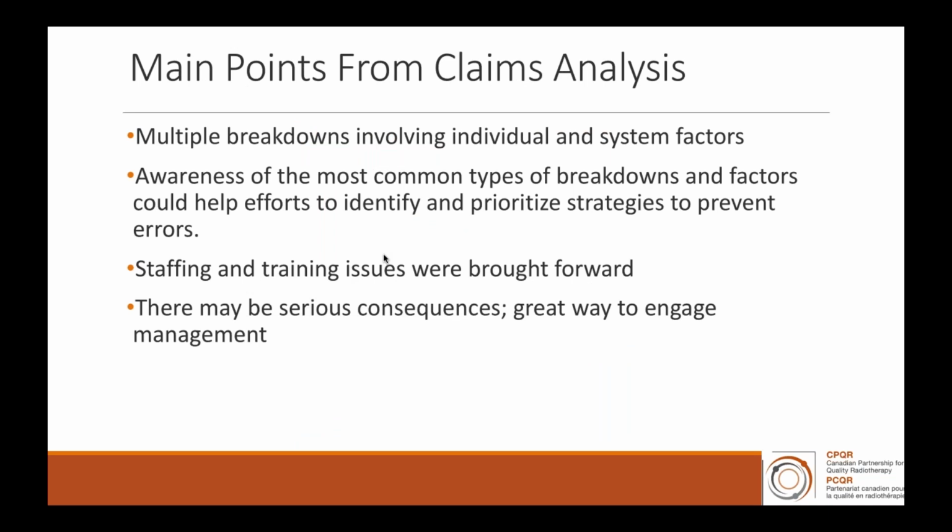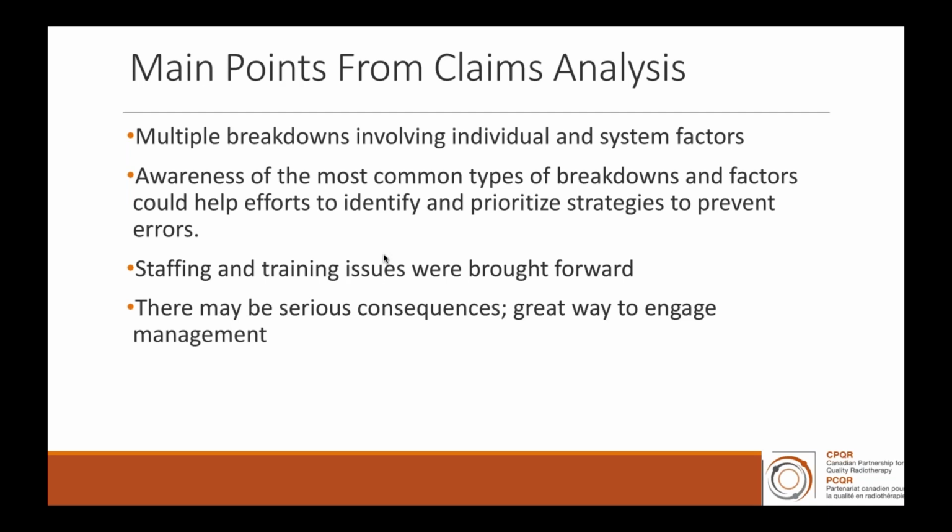So the main points from these reports are that there are multiple breakdowns involving individuals and system factors. It's rarely just one cause that will lead to a lawsuit, a claim, or a government report. Awareness of the most common types of breakdown and factors could help to identify and prioritize strategies to prevent errors and their dissemination to the community.